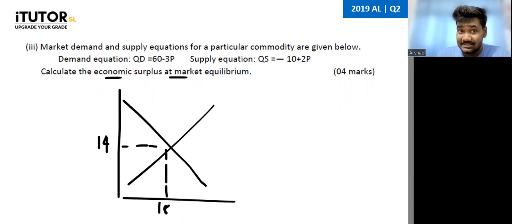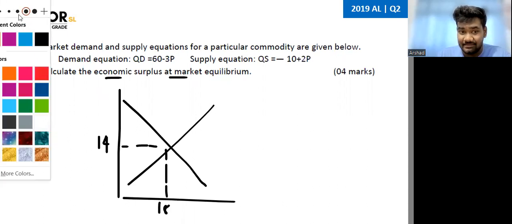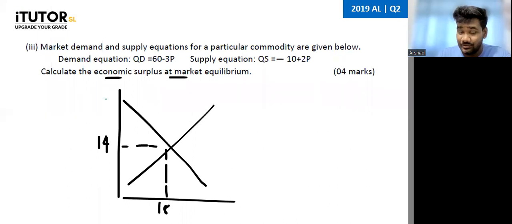Maximum demand price. That is the price when QD equals 0. Maximum demand price 20. Okay. Minimum supply price. Minimum supply price 5. Okay. Then how much is the consumer surplus? Consumer surplus is half into 18 into 6, that is 54.